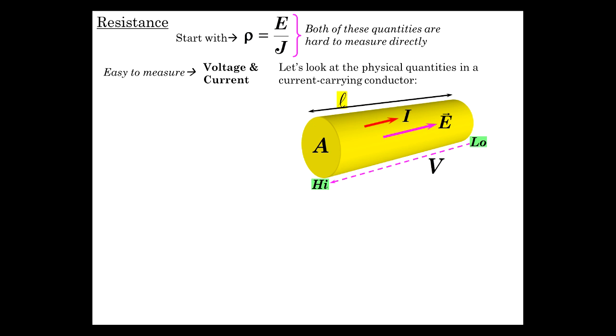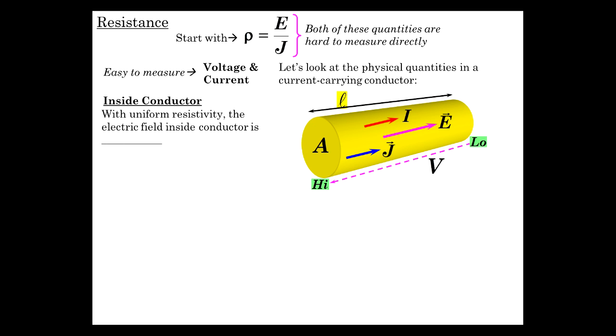Then we have this current I, positive current, which results in a vector current density, like this, in the direction of positive current. Now inside the conductor, if the resistivity is uniform, so is the electric field. And from this we can discuss how we define the electric field, which is, remember, volts is the integral of E dot dl. So E is V over L in this case. And J is simply I over A.